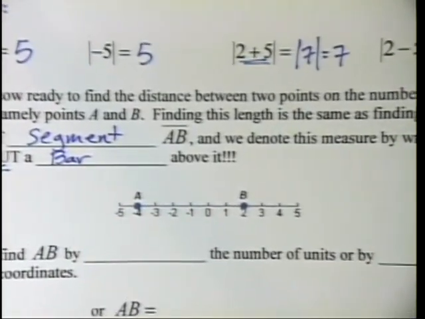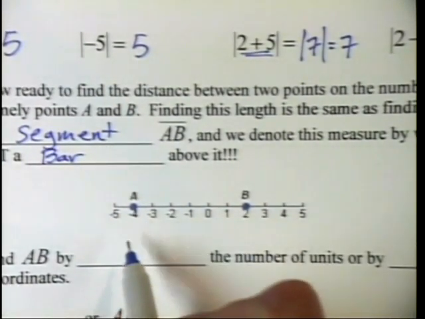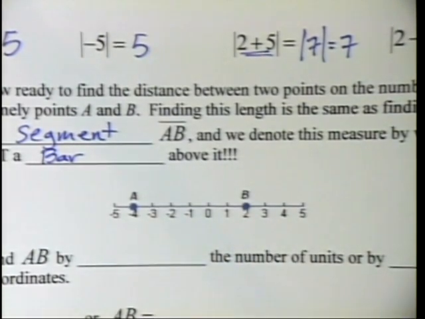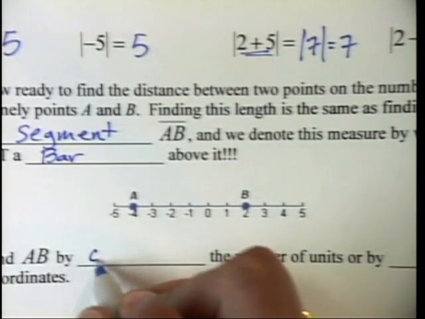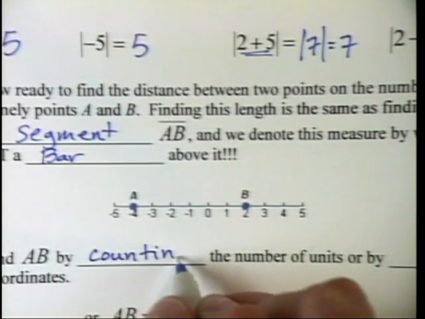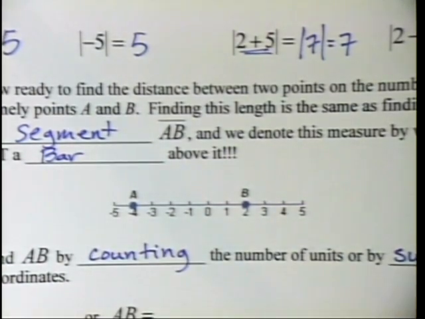I've got these 2 points here on the number line. Point A has a coordinate of negative 4. Point B has a coordinate of 2. Now, how can we figure out the length between A and B? Well, we can figure it out by counting. That's one way. We all know how to count. We can count the number of units in between them, or, again, we can calculate it by subtracting the 2 coordinates.